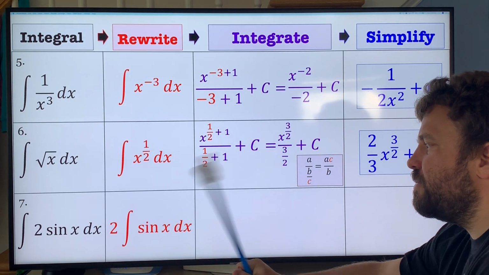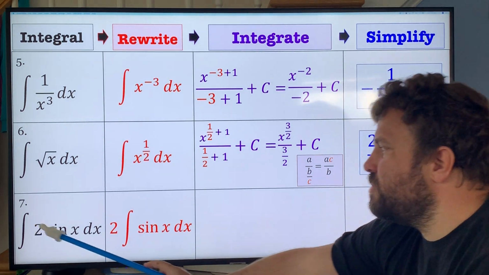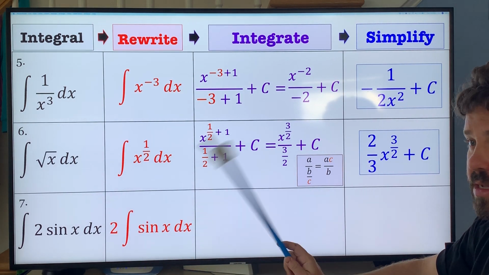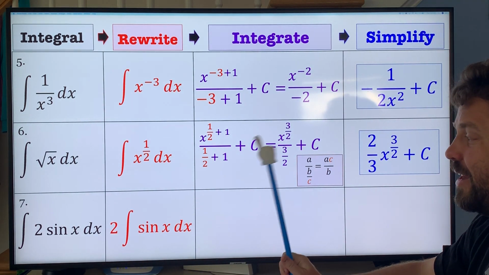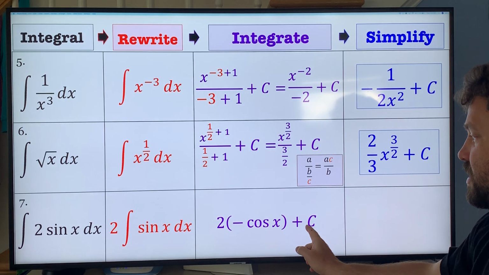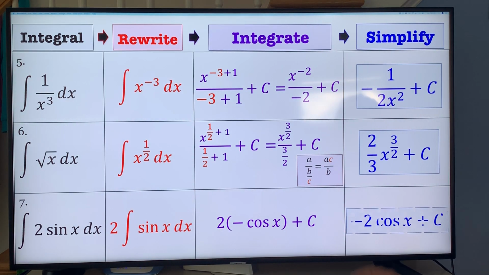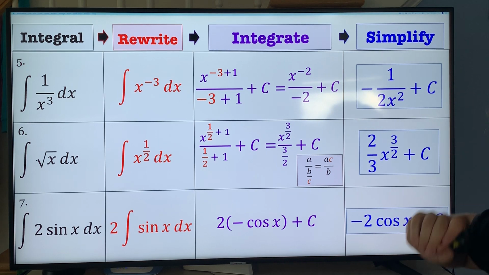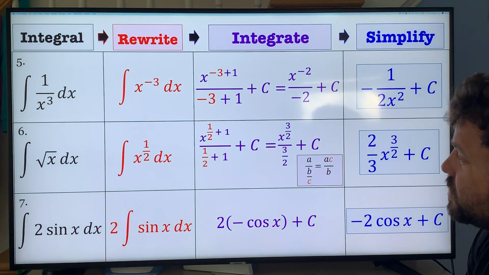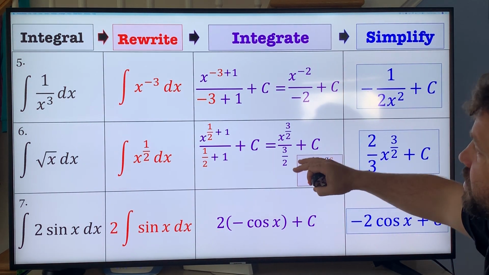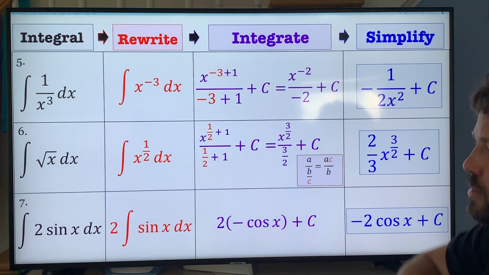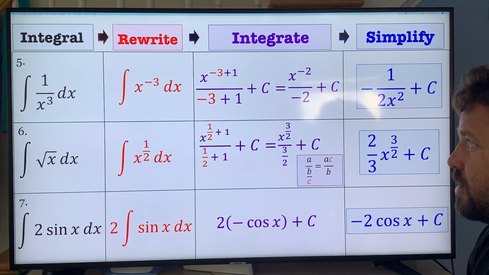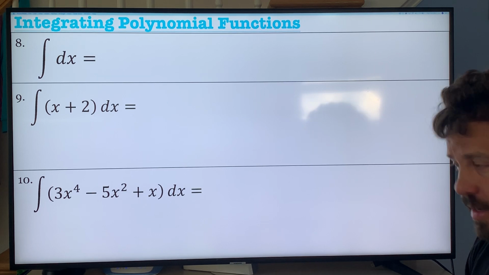What was the integral of sine? Just pull out your 2. Integral of sine, we said, was not cosine anymore. Negative cosine plus c. Negative times a 2 is a negative 2 cosine x plus c. There we go. You guys are off and running. Those are the 3 basic ones. Radicals, fractions, trig. Good? All right, do 8, 9, and 10.